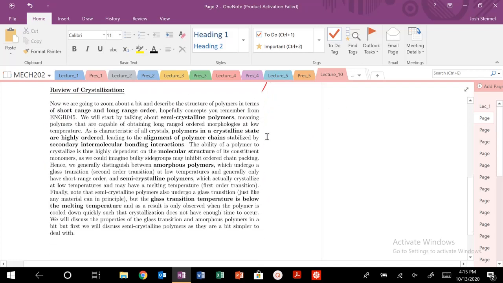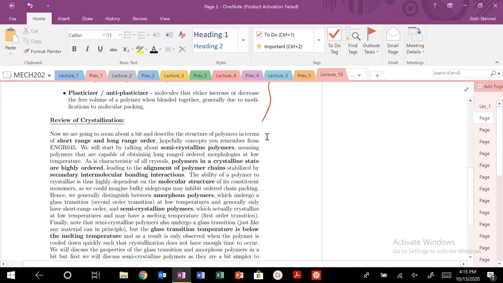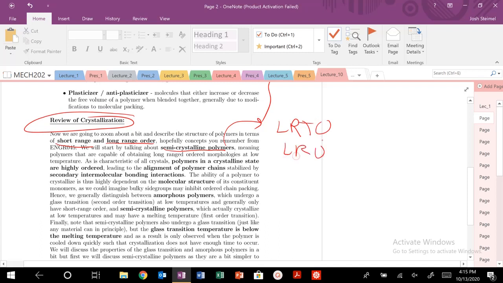Anyways, let's review a little bit before we get into this for crystallization. So we just talked about short-range order, long-range order. These should be concepts, hopefully, you remember from material science. So we are going to be dealing primarily with semi-crystalline polymers. Semi-crystalline polymers will have some degree of long-range translational order, so LRTO, or long-range order, like metals, but not to the same extent. And that is going to be a characteristic of ordered morphologies at low temperatures. So polymers that are in a crystalline state are going to be highly ordered, and you're going to have alignment of chains that's stabilized by these intermolecular interactions.